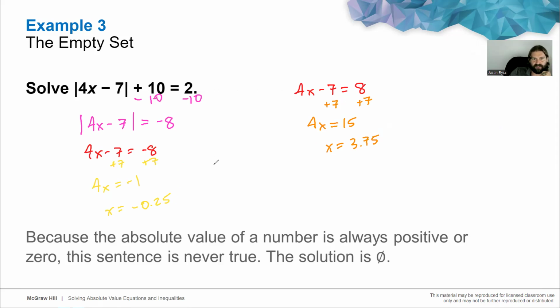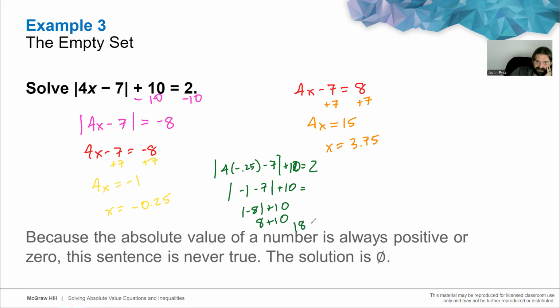All right, if we plug this in, the absolute value of 4 times negative 0.25 minus 7, plus 10, does that equal 2? So let's see, that's going to be the absolute value of negative 4 times, that's negative 1 minus 7. That'd be the absolute value of negative 8. The absolute value of negative 8 is positive 8, and 8 plus 10 is 18, not 2. Okay, so that did not work.